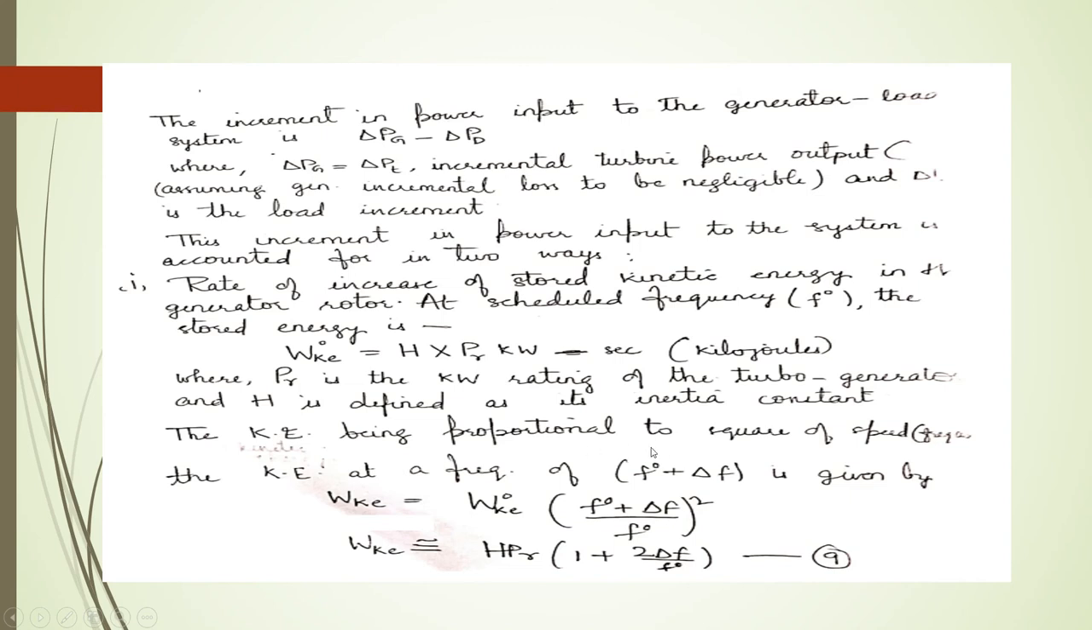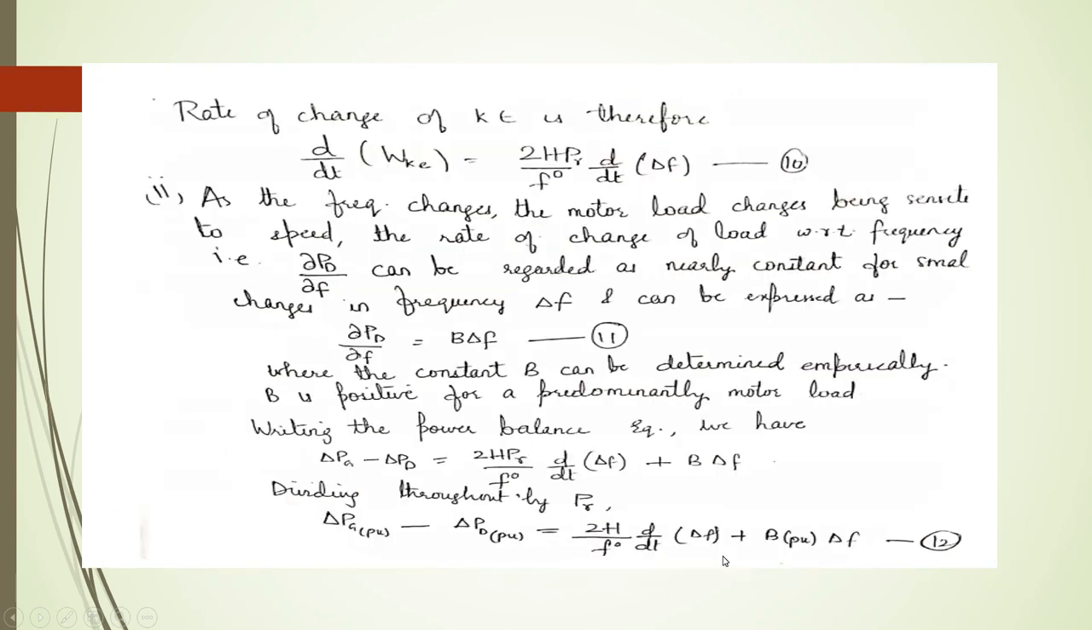So kinetic energy is proportional to the square of the speed or the square of the frequency. So kinetic energy is equal to WKE naught into (F naught plus delta F by F naught) squared, or it is nearly equal to HPR into (1 plus 2 delta F by F naught). The rate of change of kinetic energy is therefore equal to 2 HPR by F naught d by dt of delta F. As the frequency changes, the motor load changes, being sensitive to speed.